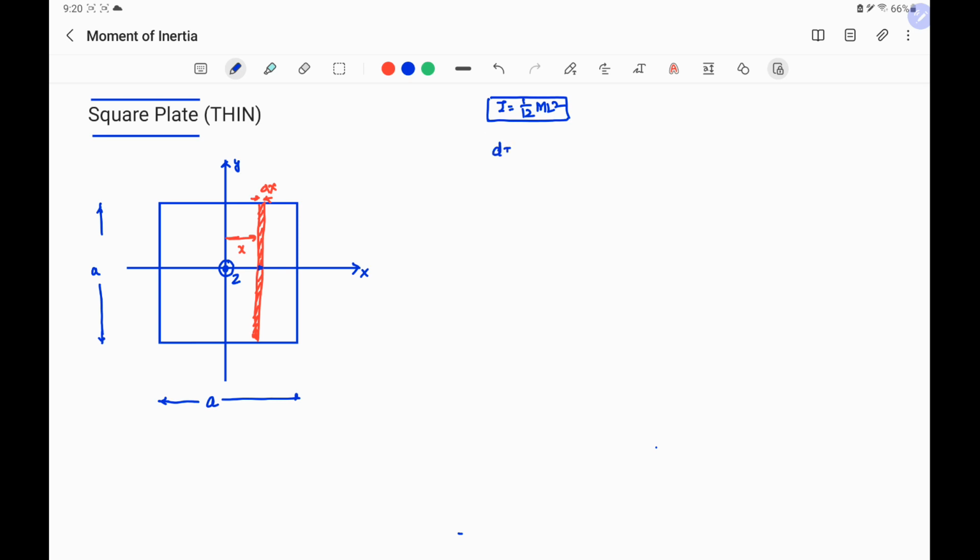So we will have dIx, where Ix is the axis through the center and perpendicular to the rod, and the moment of inertia will be equal to 1 by 12, and the elementary mass of this rod is dm, say, and the length of the rod is a, so it is a square. So to find the total moment of inertia about the x-axis, Ix will be equal to integral dIx. So it will be equal to integral 1 by 12 into dm into a square. 1 by 12 and a square are constant, so the remaining is dm.